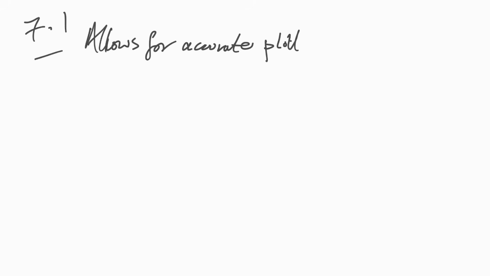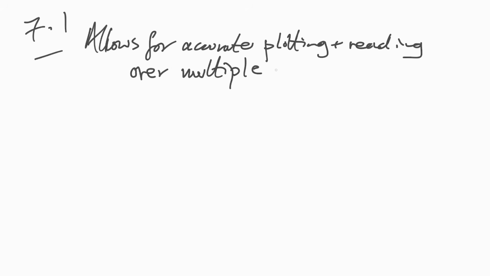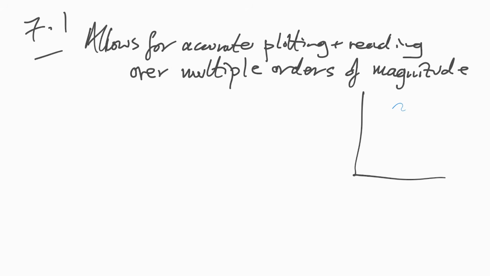Question 7, radioactive dice. We have a log graph, log axes. Explain why N has been plotted on a logarithmic scale. Well, it's because it allows for accurate plotting and reading over multiple orders of magnitude. Because you could plot it just normally, but of course it would go down like that really, really quick, and then it would go like that for ages because it's so small. But by doing a log graph, we mitigate that.